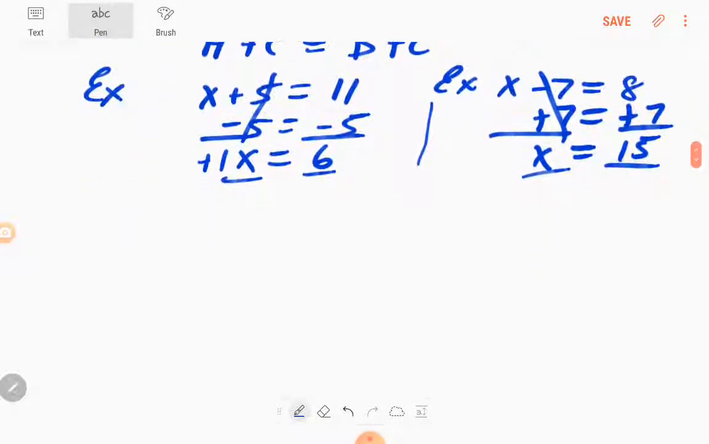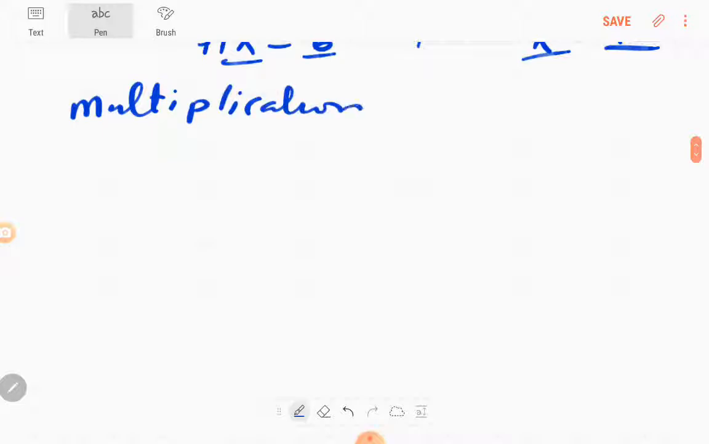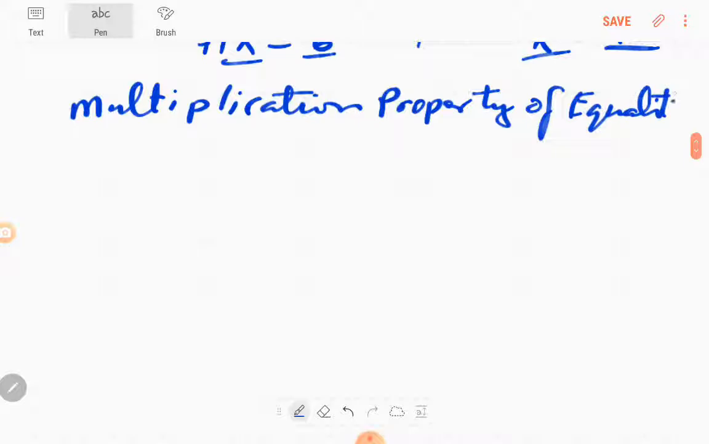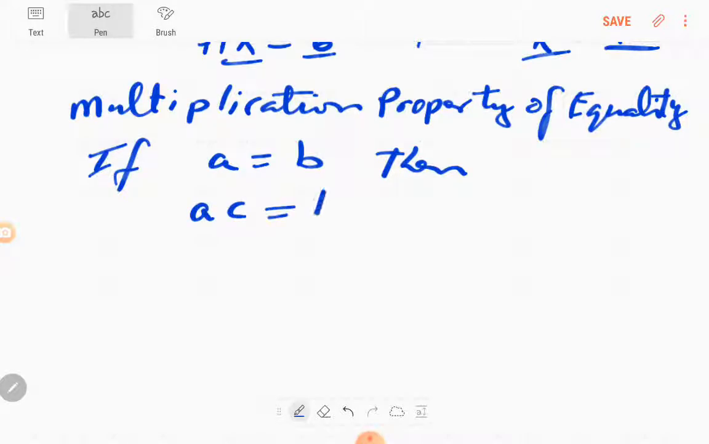the other property that we'll be using in solving linear equations is the multiplication property of equality. And that says that if we have a true statement, A equal to B, then we can multiply a number C to both sides and it remains a true statement. So A times C is equal to B times C. And that remains a true statement.